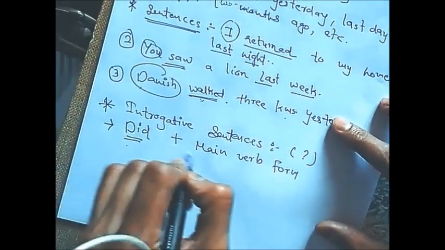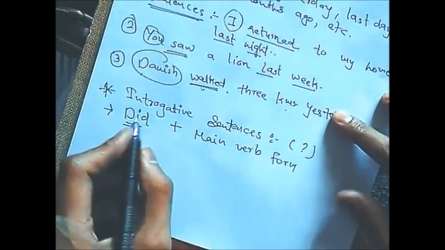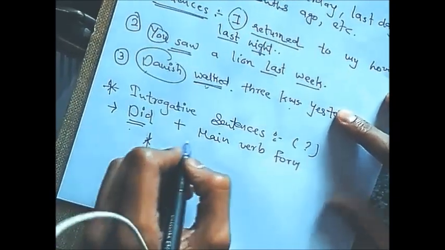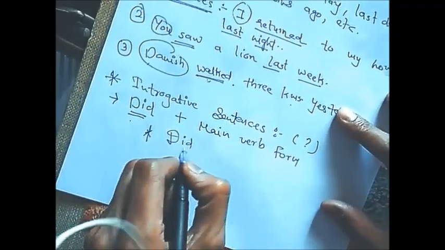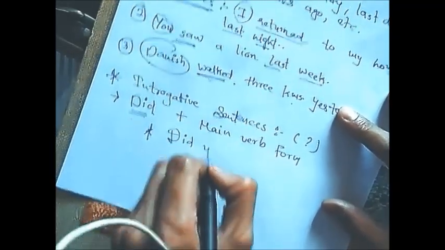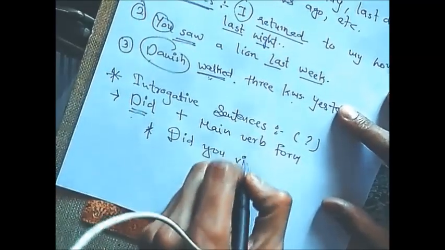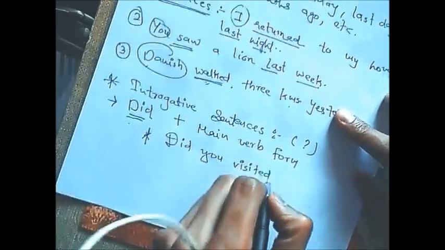Main verb form, it means the first form. Many of the students do something like this. For example, let me give you some examples. What kind of mistakes are you making? Here I am taking one example. Did you visited Taj Mahal?